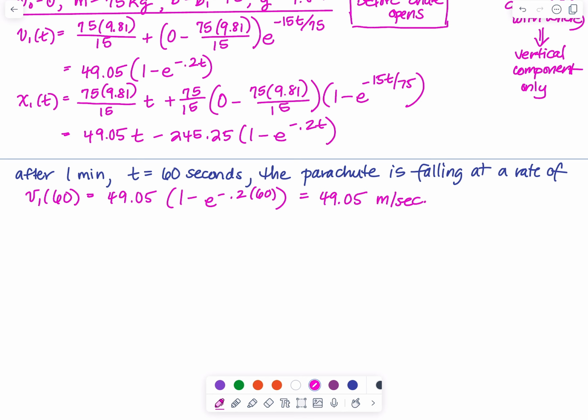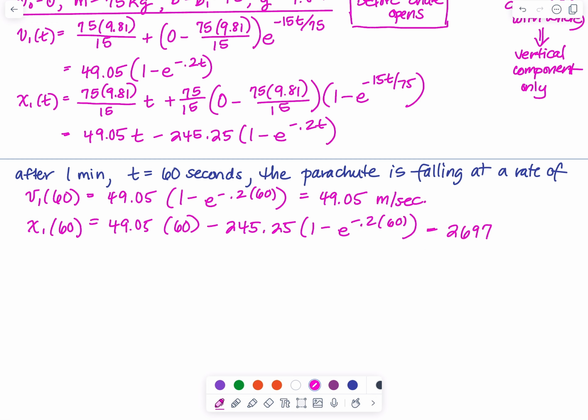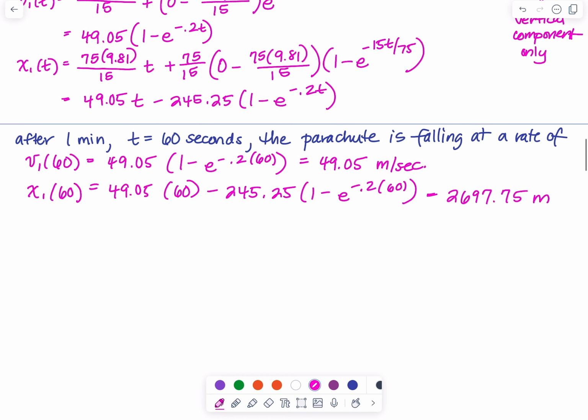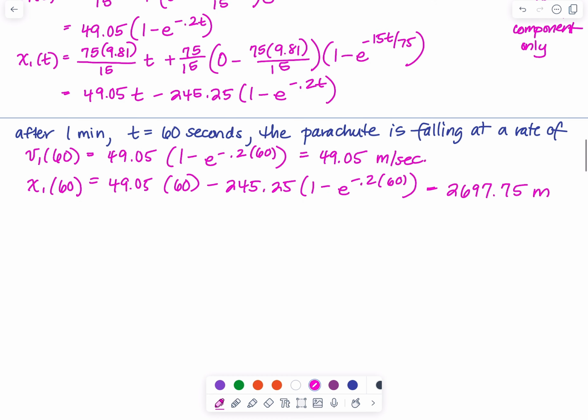And how far has the parachutist fallen? So after 60 seconds, let's go ahead and find the location. 49.05 times 60 minus 245.25, 1 minus e to the negative 0.2 multiplied by 60, and that is 2697.75 meters. And I will be rounding to 2 decimal places.